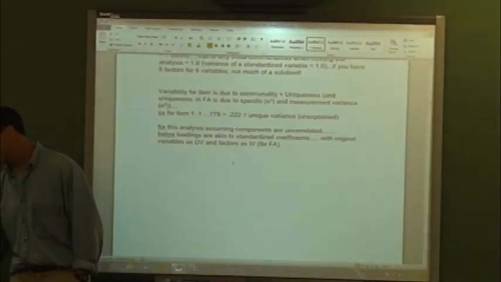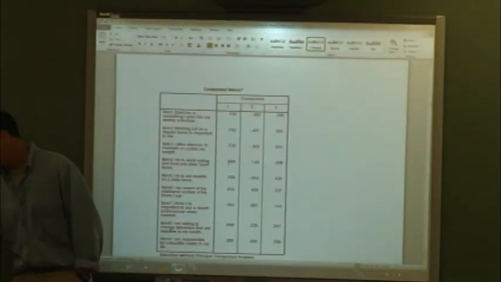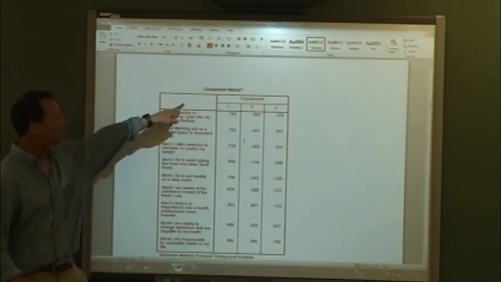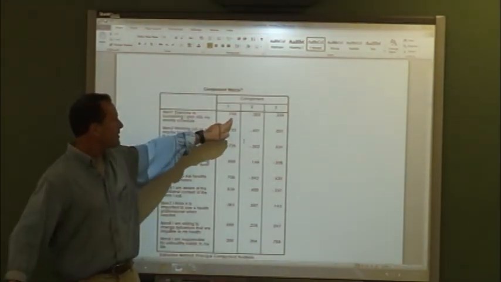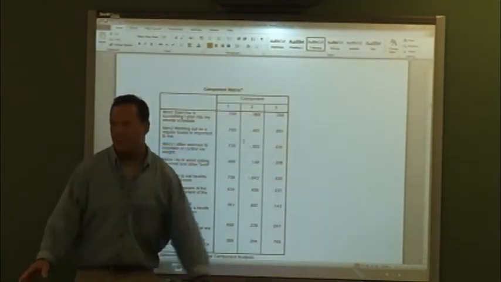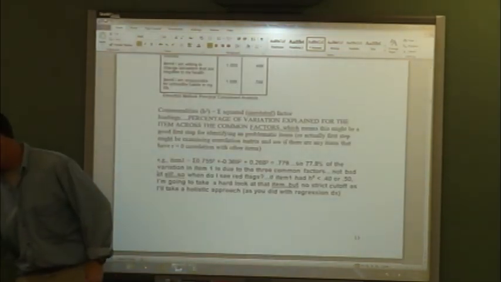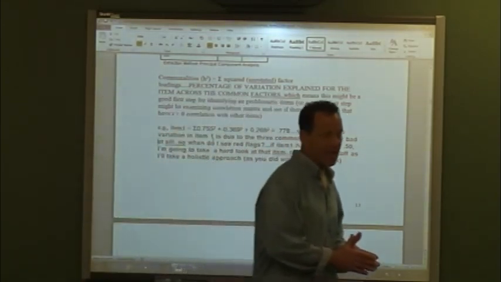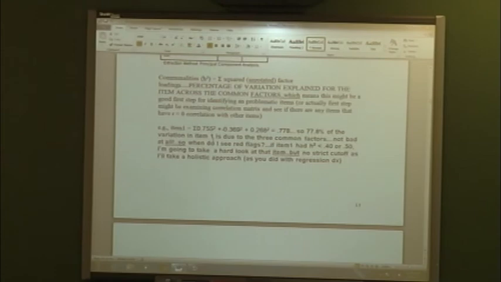And how do you get at that, everybody? Soon you're going to find, not yet, do you see this thing called component matrix? 0.755 squared plus negative 0.369 squared plus 0.268 squared. It's going to give me 77.8. So it's the unrotated matrix, and it's just adding these squared factor loadings, which are kind of like a correlation of an item and the component.